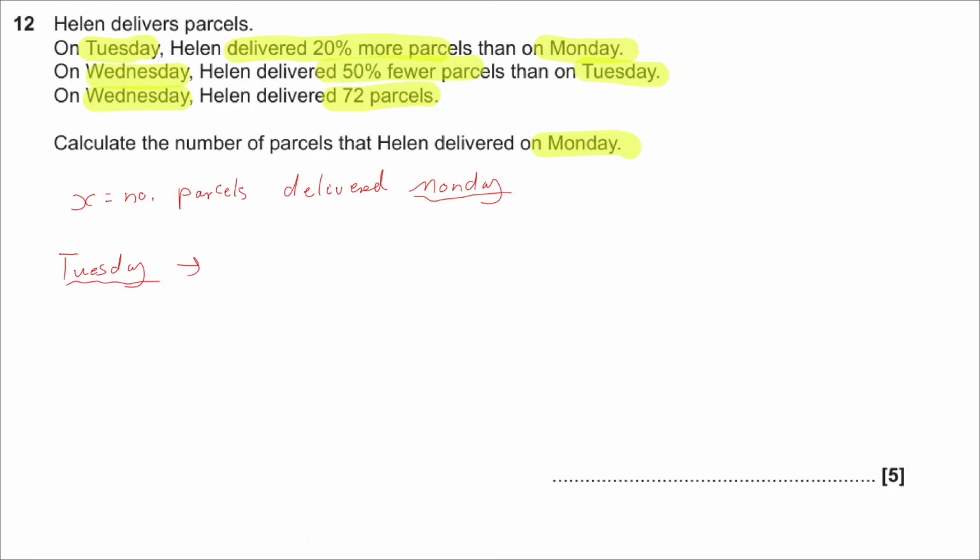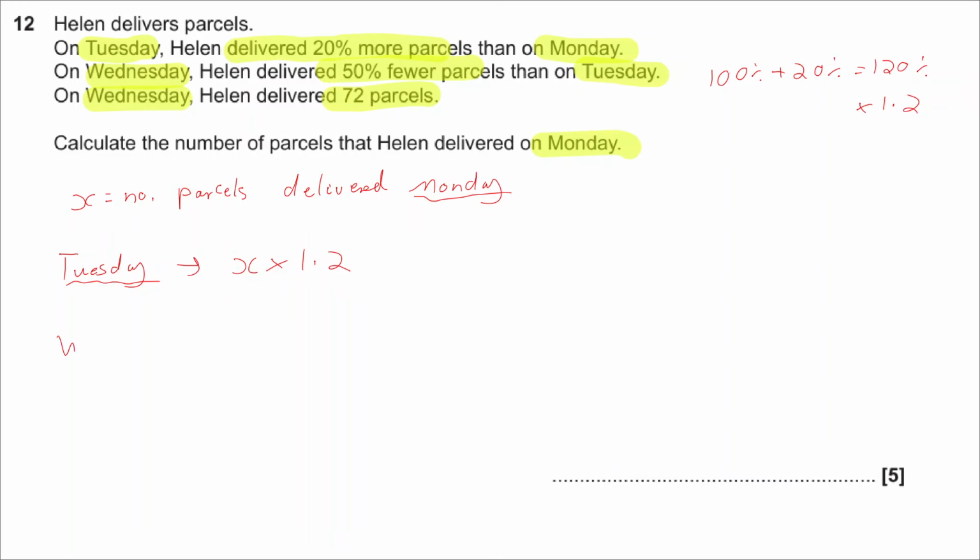Now 20% more, if I do it over here, you always start at 100%, and if you're doing 20% more, you're adding on 20%. So you're increasing by 120% as a percentage multiplier into a decimal form. So divide that by 100, you're going to be timesing by 1.2. So on Tuesday, you had 20% more than Monday. On Monday there was x, and 20% more, you're going to be timesing this number by 1.2. This is a 20% increase from Monday.